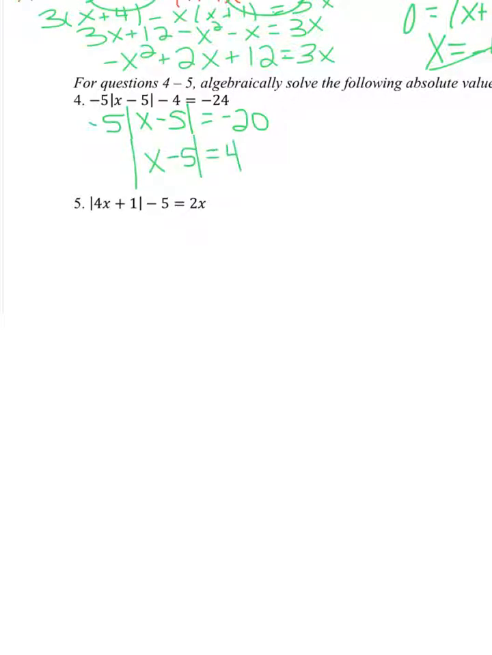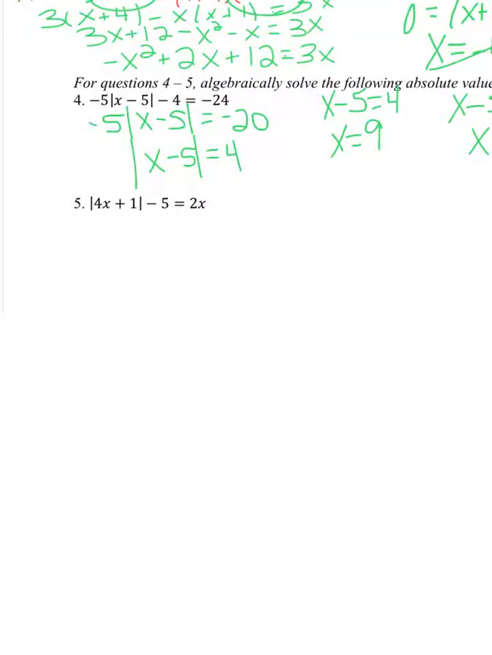So I set up two equations. X minus 5 equals 4, and x minus 5 equals negative 4. So here I get x equals 9, and over here I get x equals 1. I have to plug these back in and check. You have to be very careful.